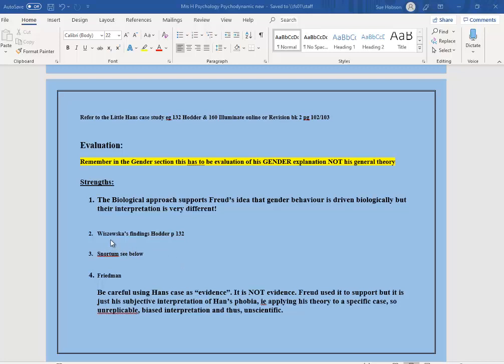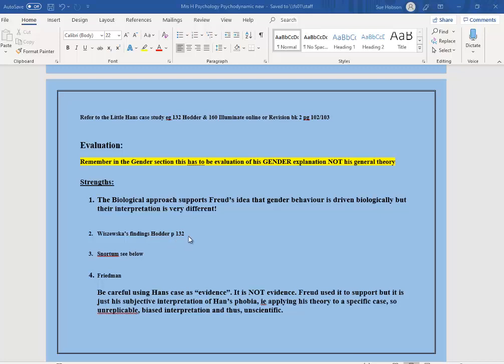Let's have a look at the Wieselska study. That was from Hodder, page 132, if you use the Hodder book 2. Basically they asked female participants to rate the attractiveness of pictures of different kinds of men and to assess the quality of their relationships with their fathers. The researchers also compared the similarity of the images females found attractive to those of their fathers. They found that women who had been well treated by and had close relationships with their fathers as children were attracted to men who resembled their fathers physically. This is 2007. This supports Freud's idea of the Electra complex, where girls' desires become centered on their fathers.